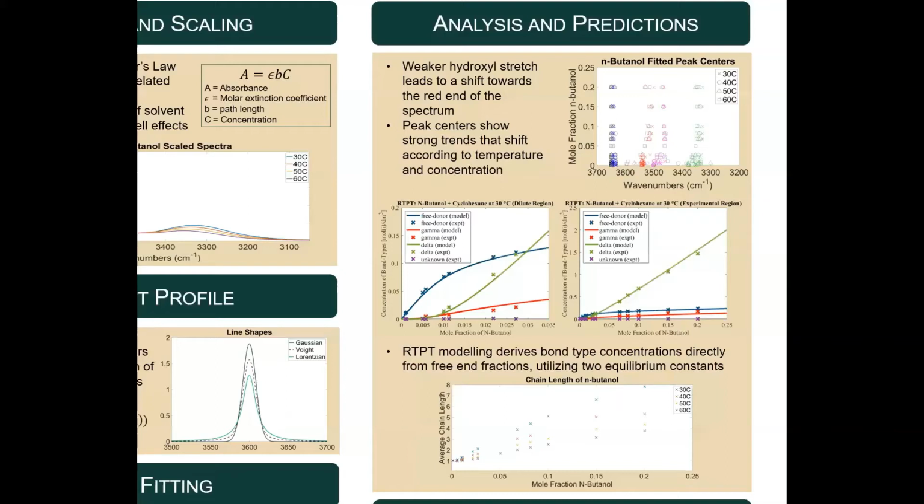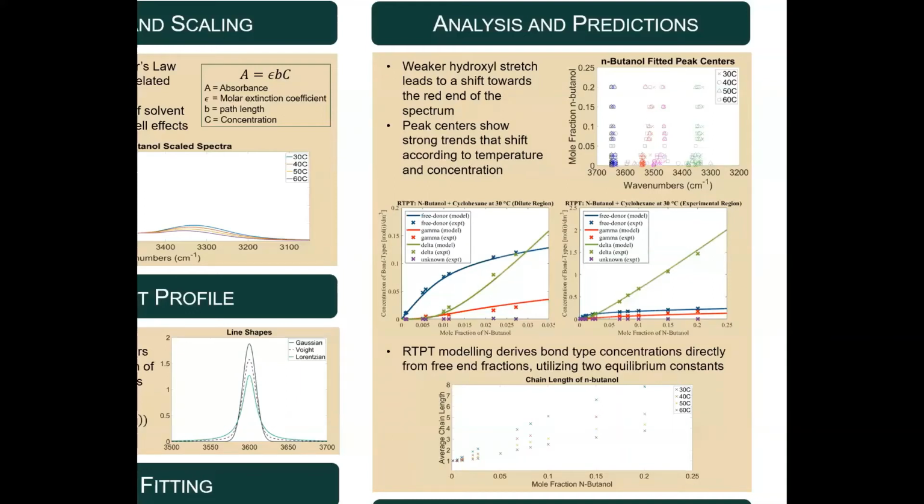In the figure on the top right, fitted peak centers are plotted. Each color here represents the corresponding bond type. You can see that as temperature, represented by the various shapes, and mole fraction on the y-axis, are varied, there is a noticeable redshift at low concentrations, followed by a vertical trend.